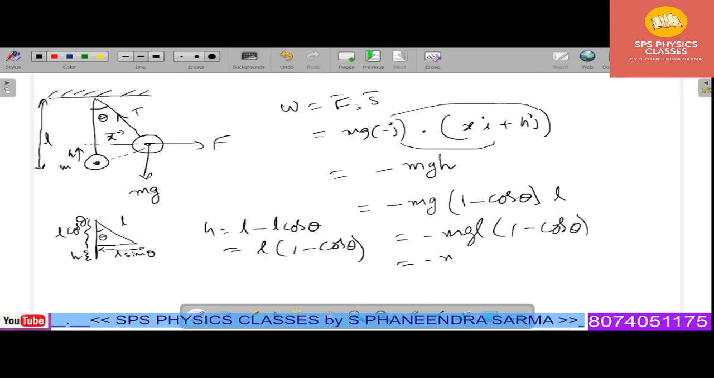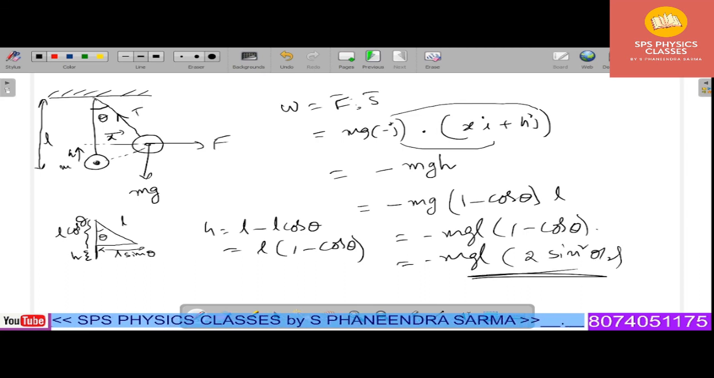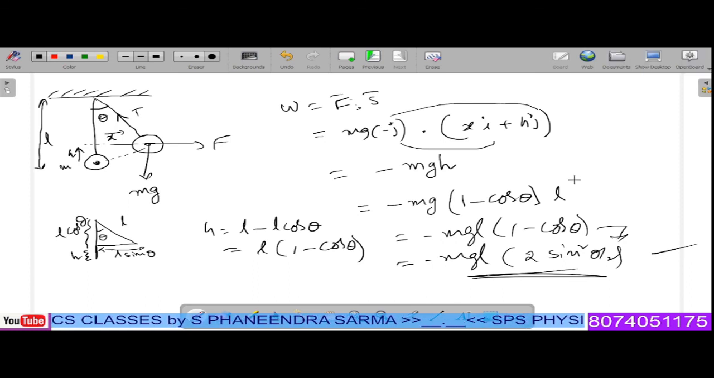In the examinations, 1 minus cos theta is written as 2 sin squared theta by 2 to confuse us. They just convert it into another form and give it to us. So by using this, one can determine the work done by the gravitational force. And what is the work done by the external force? The external force is opposite to the gravitational force. Therefore, the minus sign is removed and you write a plus sign in the problem. So please take care of the sign convention carefully.